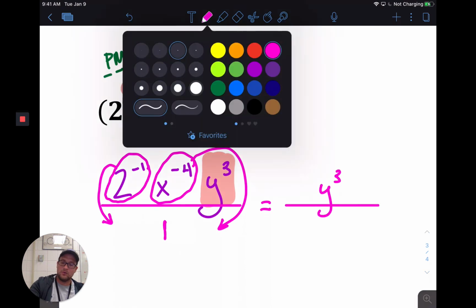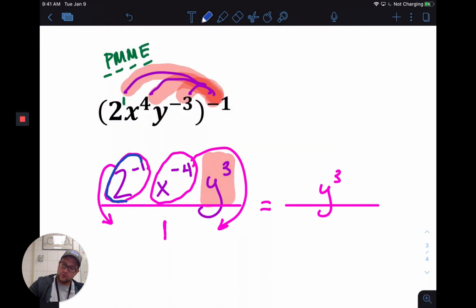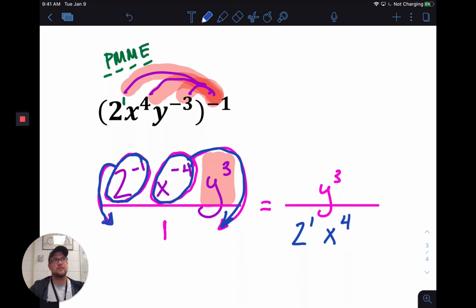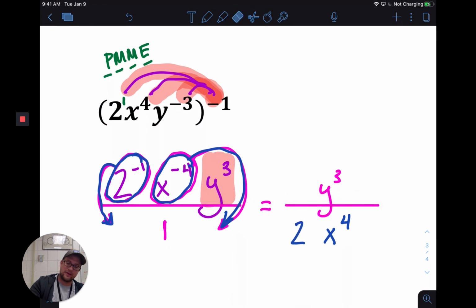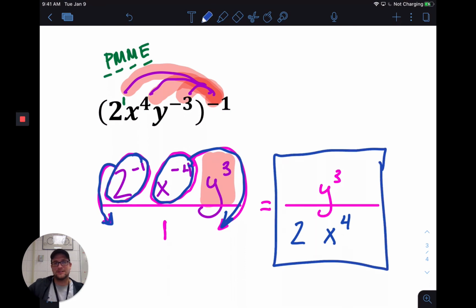On the bottom now, when this 2 to the -1 comes to the bottom, what's going to happen with our exponent is it's going to become positive. When my x to the -4th moves to the bottom, it's going to become positive. That's why we moved it to the bottom, because we don't want to deal with negative exponents. Now, of course, we do know that anything raised to the first power, like this 2 is, is just itself, so we can get rid of that 1 if we choose, which would make this into our final answer.